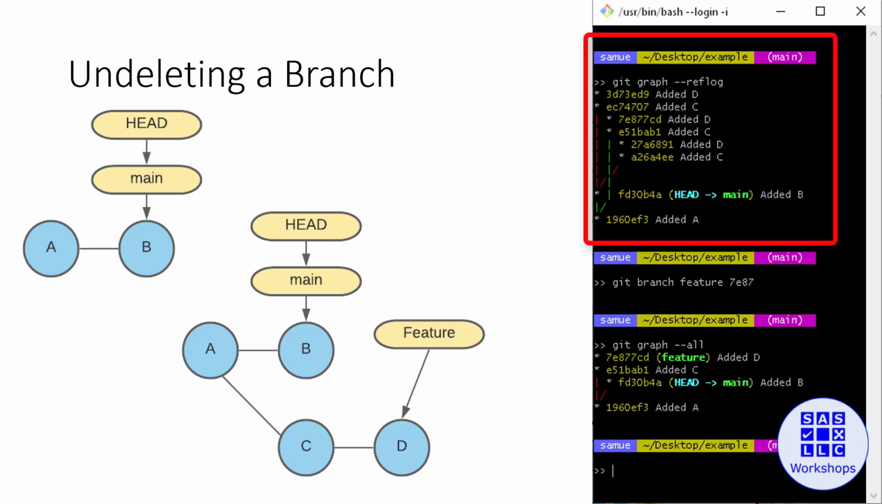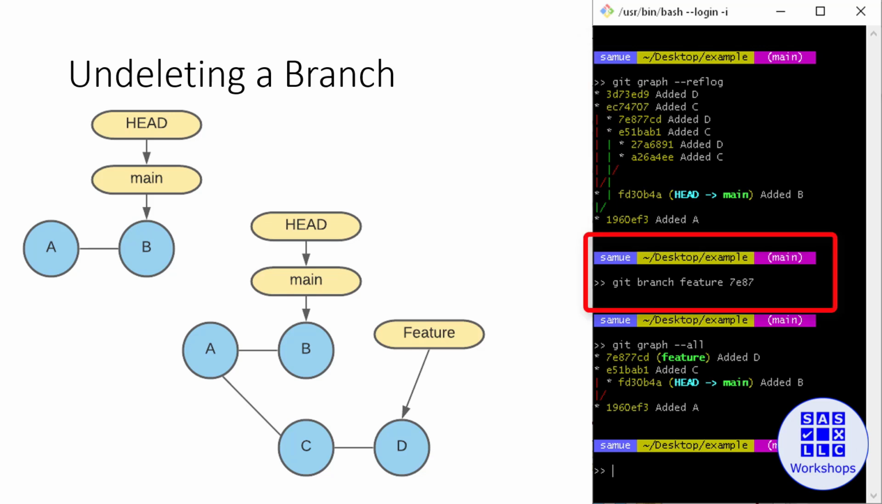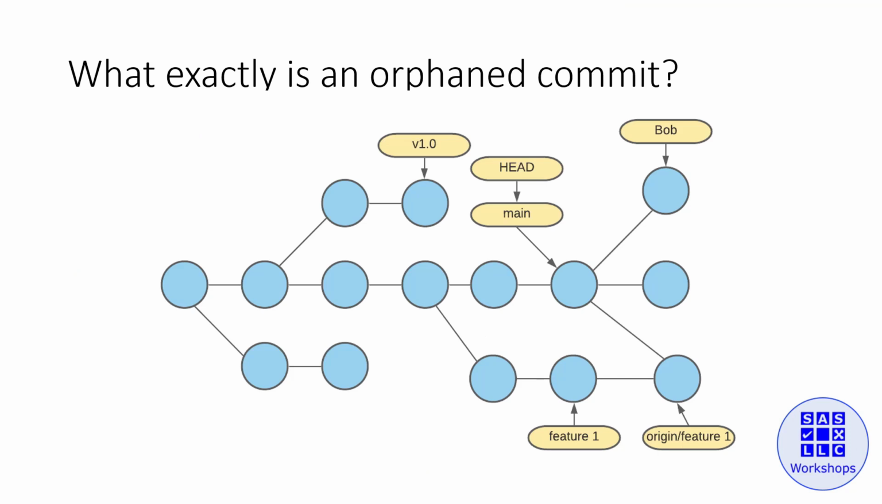That works, but a better way is to pass --reflog to our git graph command. Here you can see that I also have some other commits floating around from some previous examples, but you can find commit D where we want on our feature branch. And once you find that hash, you can just recreate the branch at that commit using the git branch command. That will recreate the branch without actually moving your HEAD there. It just creates the branch reference.